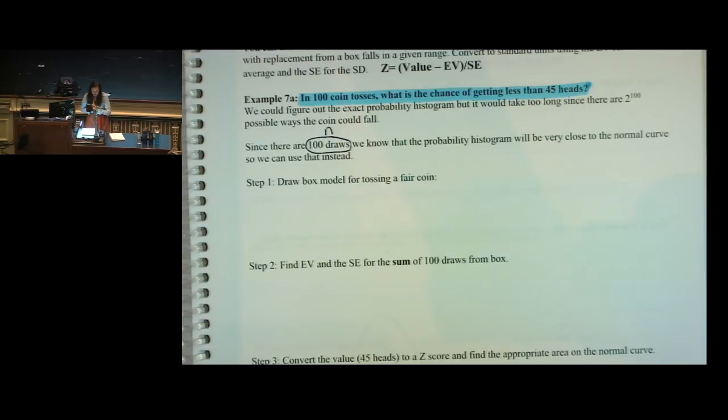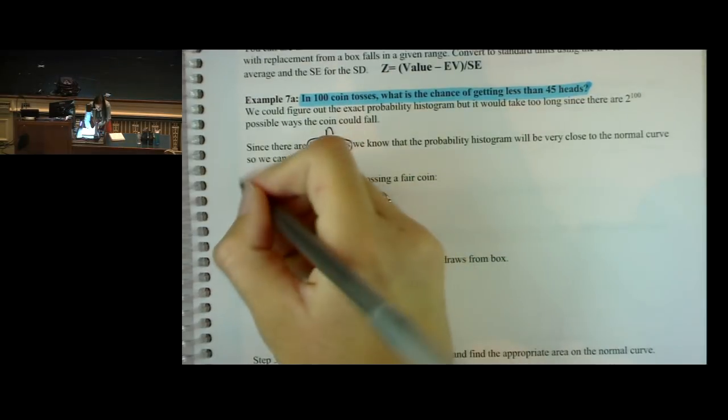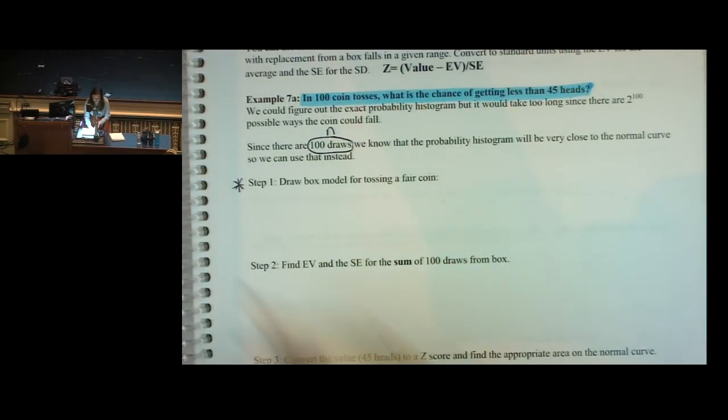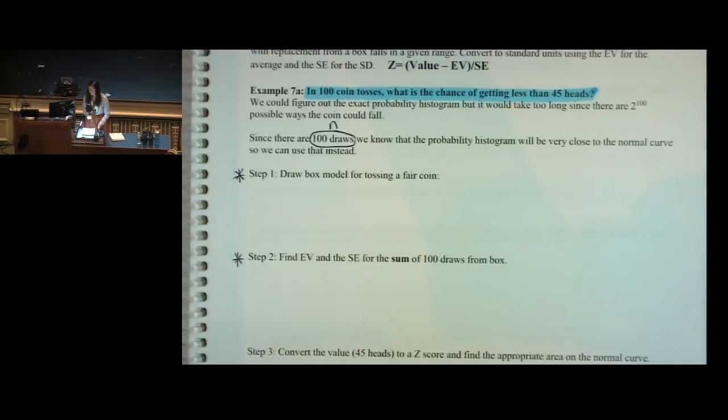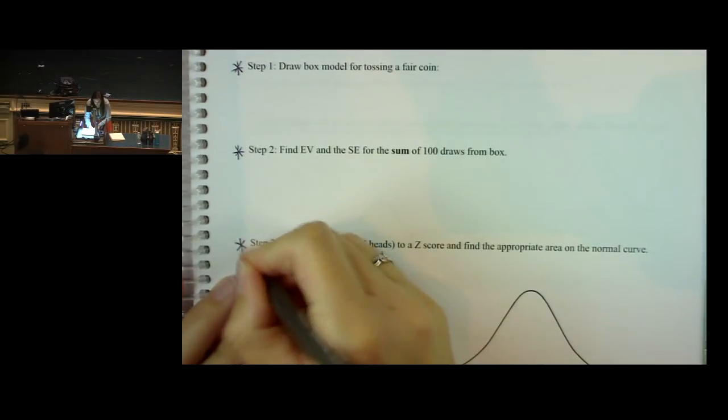All right, so there's 3 steps. Step 1 is to draw the box model. Step 2 is to find the expected value and standard error. And then step 3 is to use the normal curve. So that's what we're going to do.